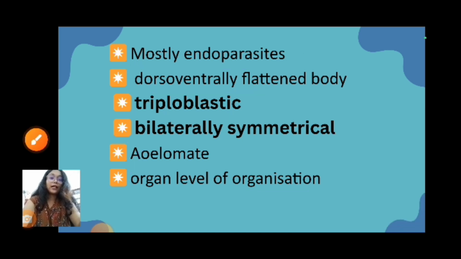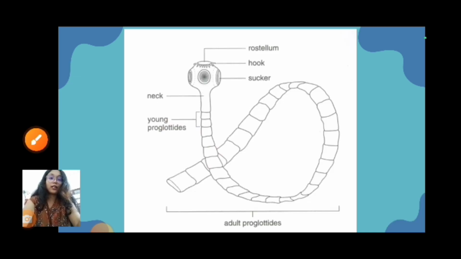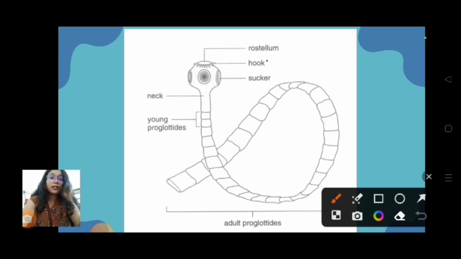Okay, then moving on to the next slide. These are important characteristic features which are unique to this phylum. It is saying they have hooks and suckers, which are present basically in the parasitic form. So I'll show you the diagram. See, this portion is the hook. Basically, hooks are used for attachment, for anchorage to the host body, because they will live inside a host body, so they have to be attached to a particular part. So hooks help them to attach to the host body.